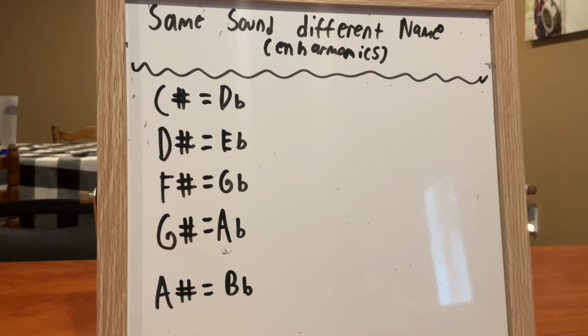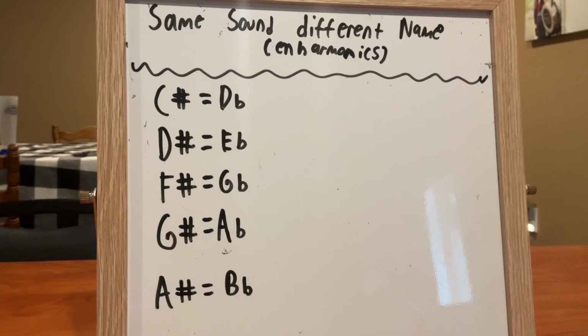Now that you've seen how C sharp and D flat work on the piano, let's look at the rest of the enharmonic equivalents. On this board are displayed the rest of the enharmonic equivalents. C sharp equals D flat, D sharp equals E flat, F sharp equals G flat, G sharp equals A flat, and A sharp equals B flat.